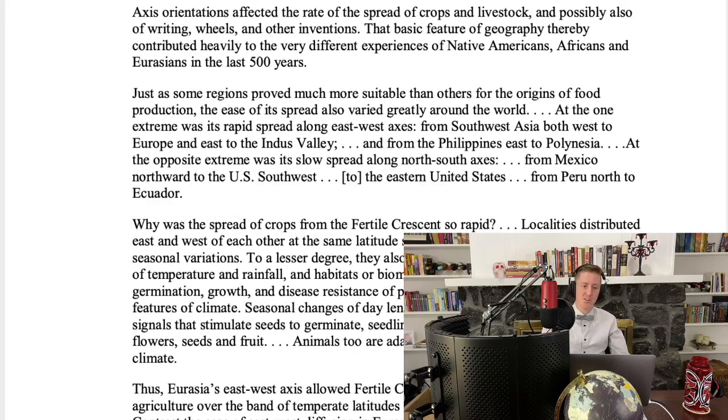Axis orientations affected the rate of the spread of crops and livestock, and possibly also of writing, wheels, and other inventions. What basic feature of geography thereby contributed heavily to the very different experiences of Native Americans, Africans, and Eurasians in the last 500 years?